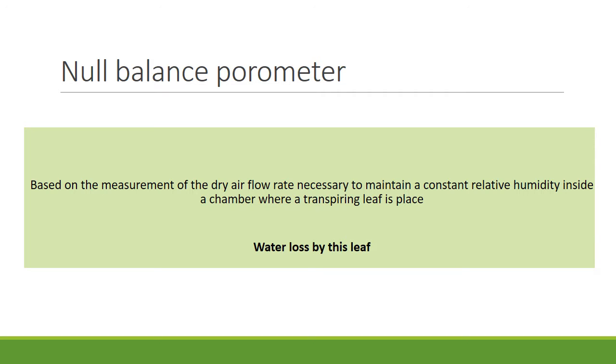That changes the relative humidity inside the chamber. In order to maintain a constant relative humidity inside the chamber, we pass a dry airflow into the chamber. The null balance porometer is based on the measurement of the dry airflow rate necessary to maintain a constant relative humidity inside a chamber when a transparent leaf is placed. That is, the water lost by the leaf can be measured by means of a null balance porometer.